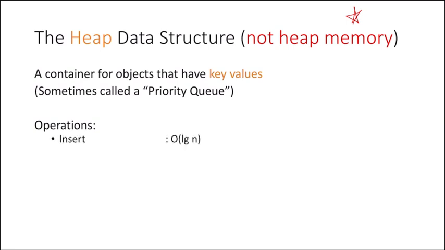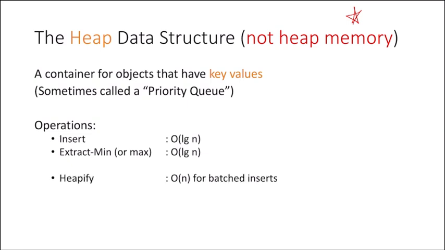We have an insert, and it takes logarithmic time to insert into a heap. We have an extract min operation, or if you have a max heap, it's an extract max. And that also takes logarithmic time. There's an operation normally called heapify, which lets you insert n elements in big O of n time. And you'll notice that would be cheaper than just calling insert n times, which would end up being n log n. So heapify is just a more efficient way to insert a batch of items.